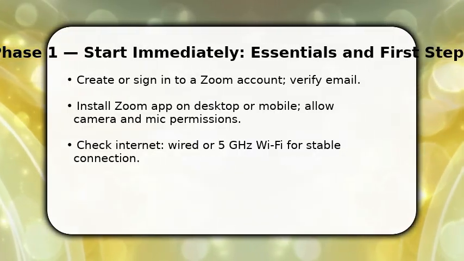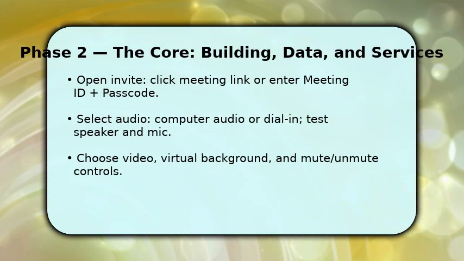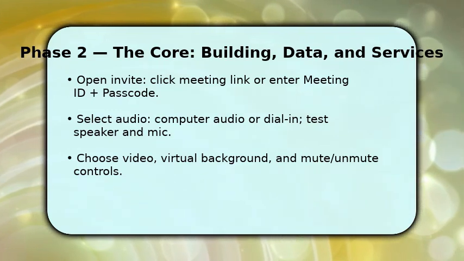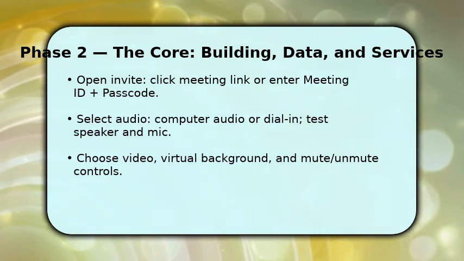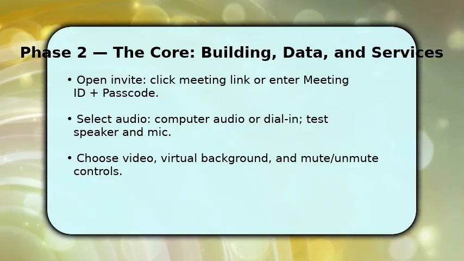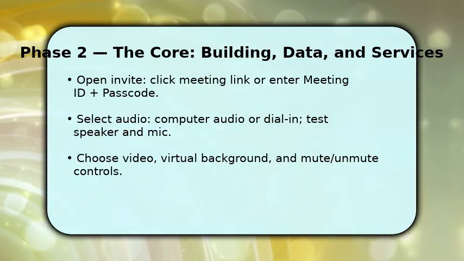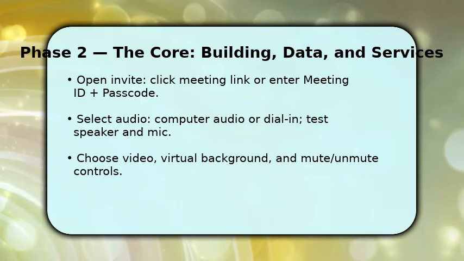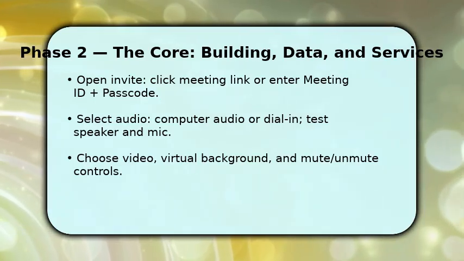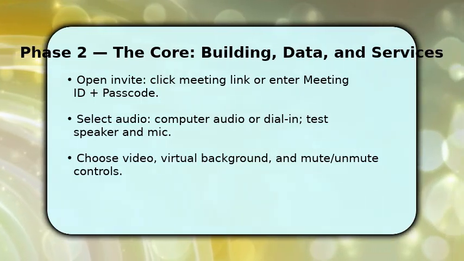You click the meeting link or enter the meeting ID and passcode. Either path connects you. When prompted, select Join with computer audio or dial-in, test speaker and microphone so others can hear you. Adjust video by turning camera on, picking a virtual background if needed, and framing yourself in 16:9 orientation.